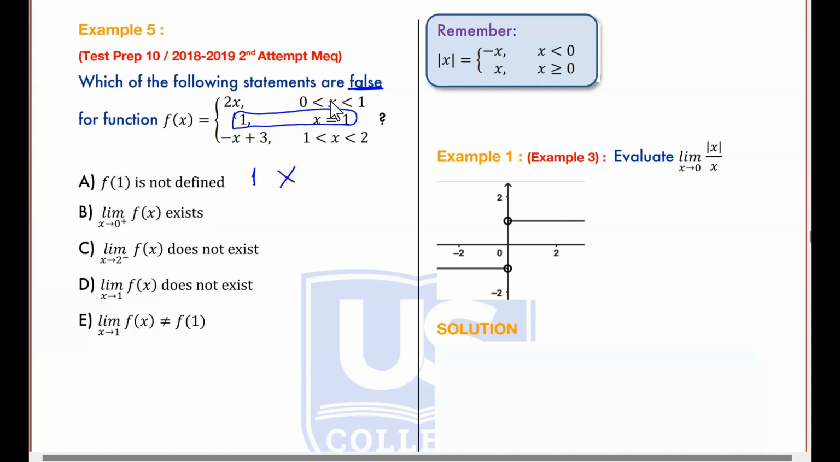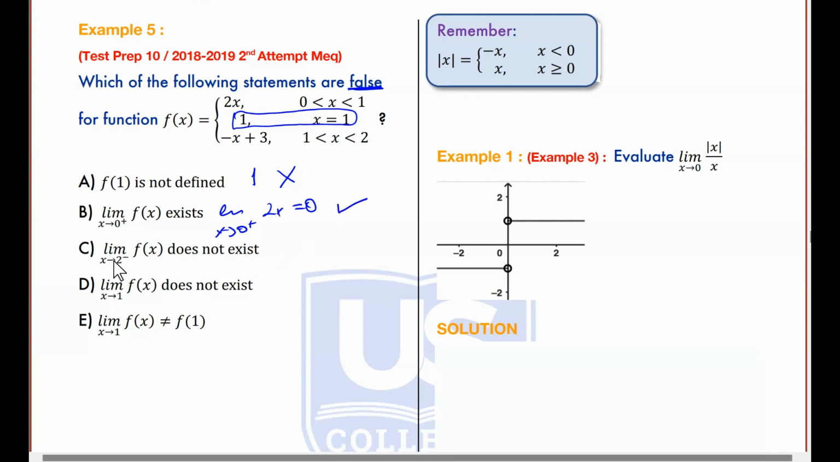Limit at 0 from the right exists. Where do we look for the right side limit? 0 from the right is here, the first case. So limit as x approaches 0 from the right of the corresponding function, 2x. Inserting 0 for x will give you 0. It is a real number, so it exists. True.